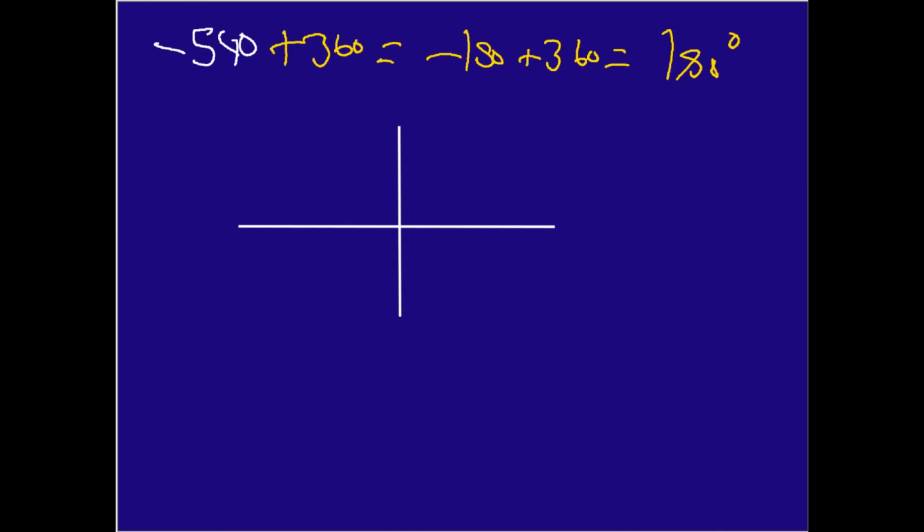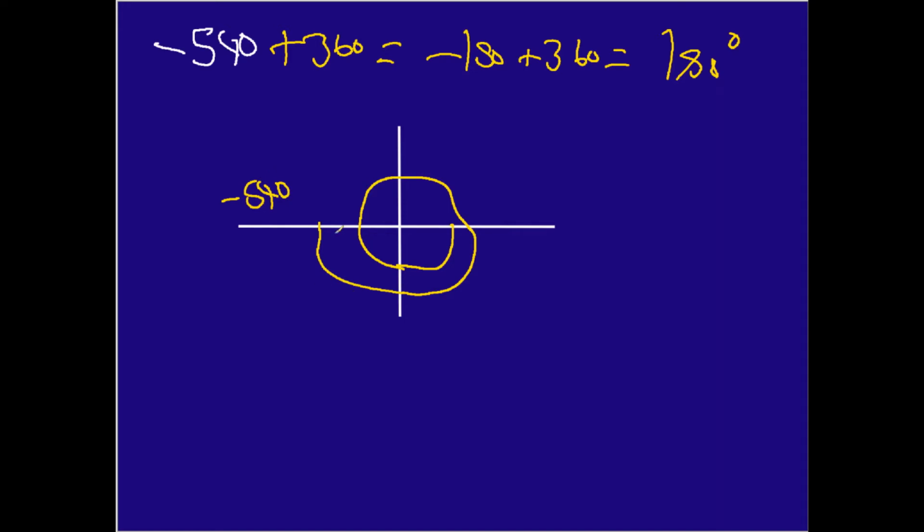So I'm going to start down here. This time I'm going to go clockwise. So this time I'm clockwise. Negative 90, negative 180, negative 270, negative 360, negative 450, negative 540. So right there is negative 540.